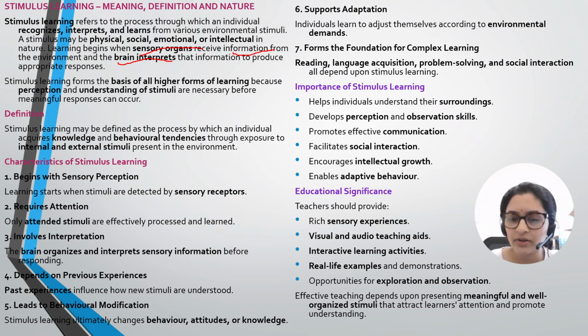First, the sensory organs will receive a particular piece of information. That means you're touching a hot thing. As soon as you touch a hot thing, your sense organs will immediately send that information to the brain, and the brain will interpret it as a very hot object and will produce a response, that is, remove your hand. In that way we remove our hand.